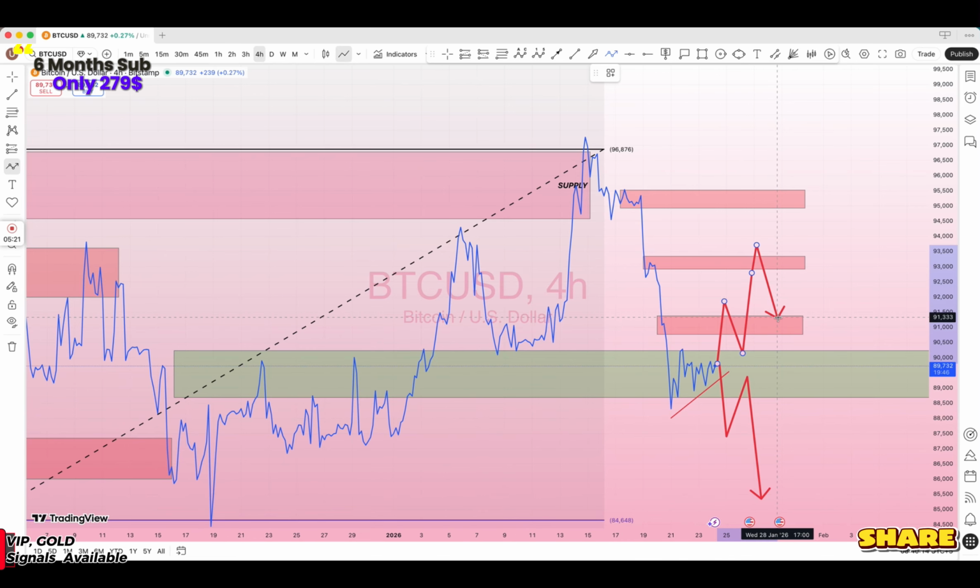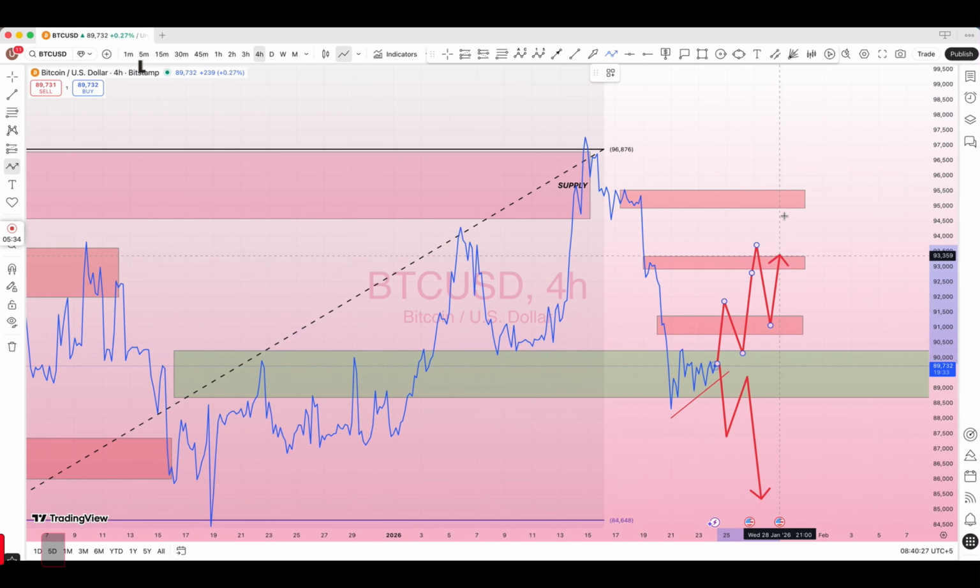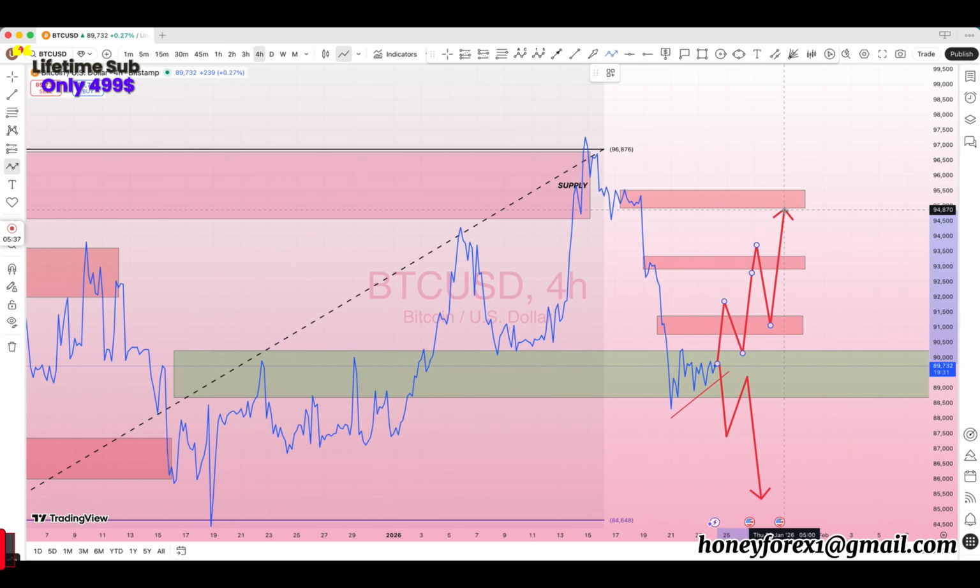Resistance becomes support, and on the left side we have supply. So market will convert supply into demand. So we take entry buy again from here, and our target will be this area. Then we again need confirmation from here.